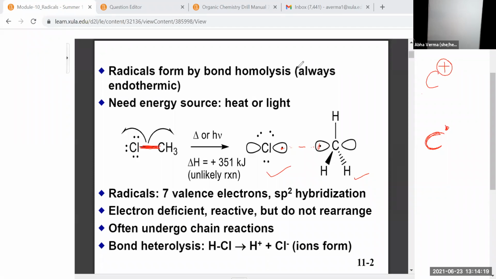So this is a carbocation and this is a carbon radical. Any questions?